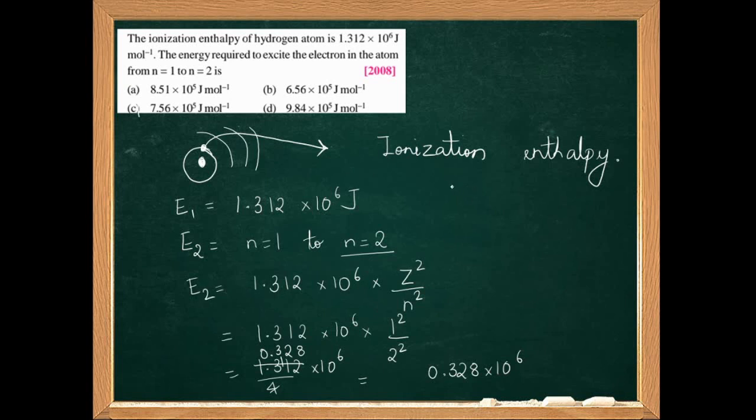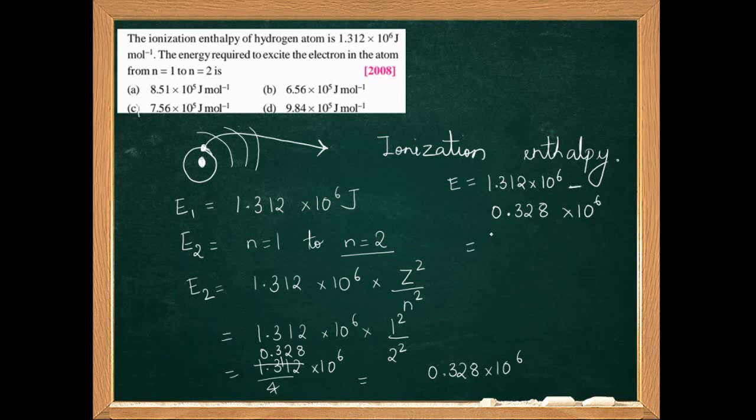Now all I have to find out is the energy required to excite the electron from n equal to 1 to n equal to 2. So the energy to remove the electron is equal to 1.312 into 10 to the power 6, minus the energy required to take it to the second level, which is 0.3828. So the subtraction of this will give us the energy that is actually required.